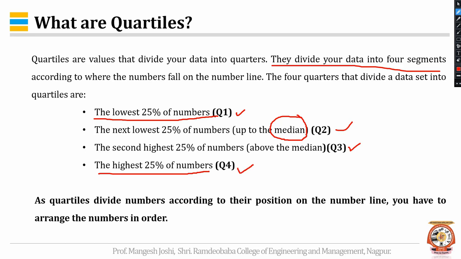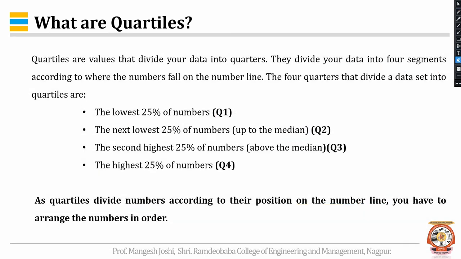As quartiles divide numbers according to their position on the number line, you have to arrange the numbers in order, right? As the median word is there, you have to arrange all the numbers in ascending order.